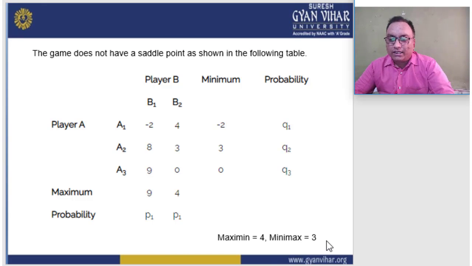If both are not equal, the saddle point does not exist in this problem, and this problem is related to mixed strategies. We solve this problem by the graphical method.